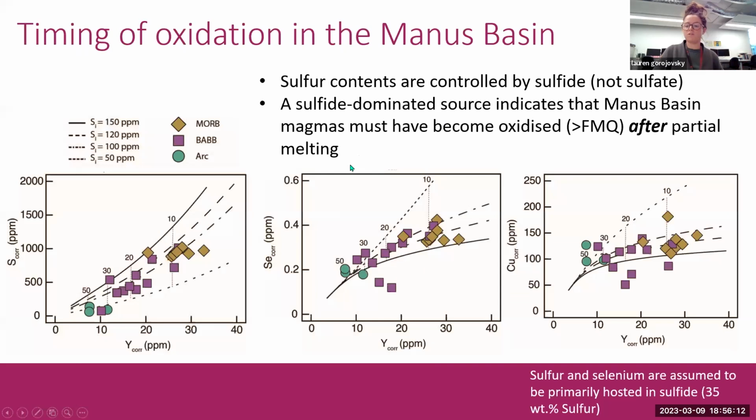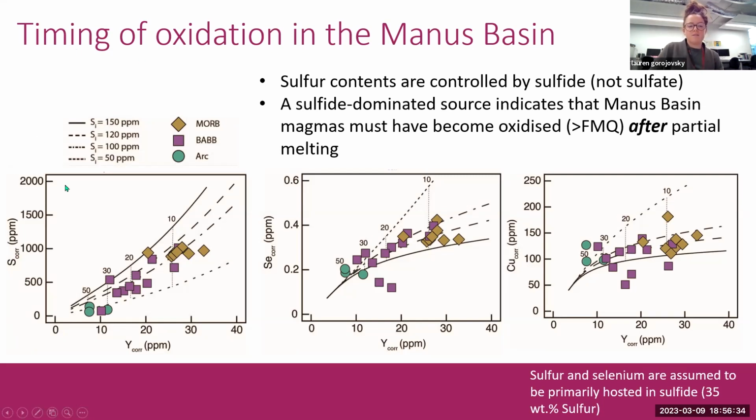So what do sulfur, selenium, and copper do, for example? I have modeled the partial melting of sulfur and selenium by assuming that all of their contents are hosted in sulfide. And as we can see, their contents are reproduced quite well.